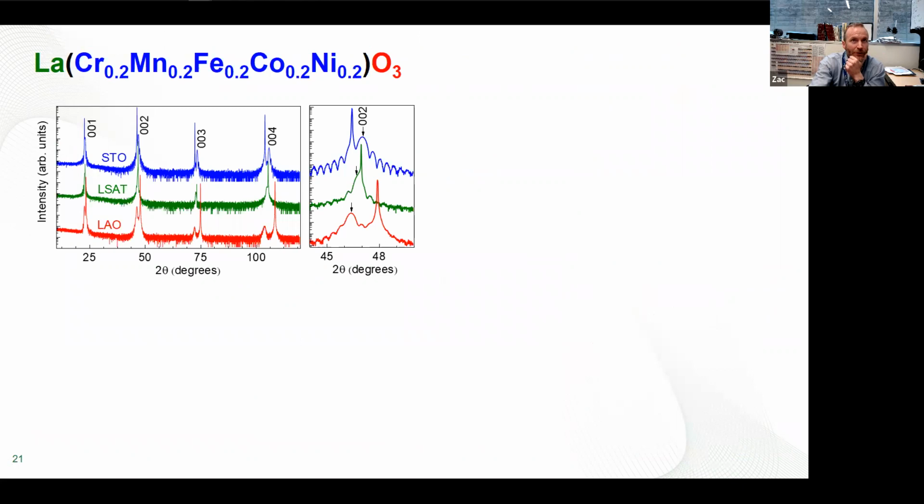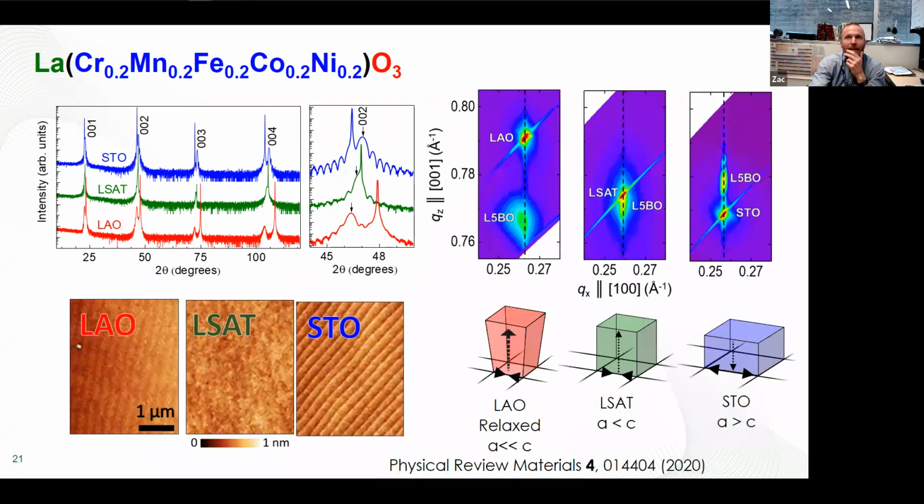Step one is we're going to grow these things again. This time we're growing on three different substrates. STO is a tensile strain; we're going to pull the lattice this way. LSAT is very closely matched, so we're getting pretty close to what the bulk symmetry would be. And then LAO is smaller, so we're squishing in the plane and pushing out of the plane, changing that orbital.